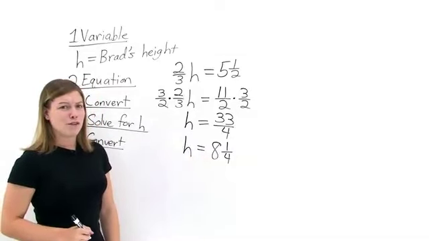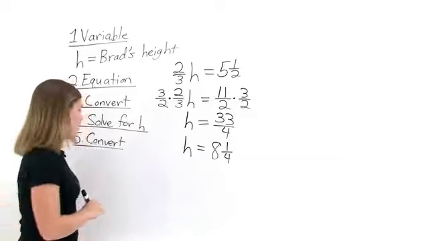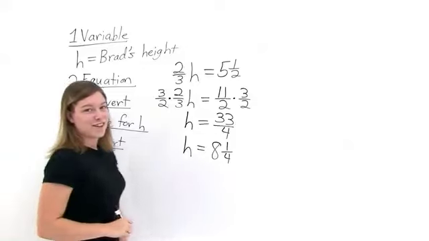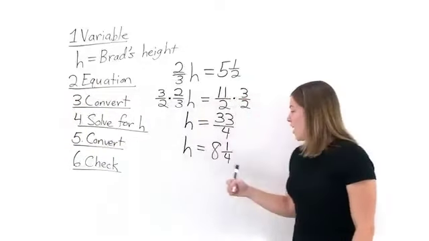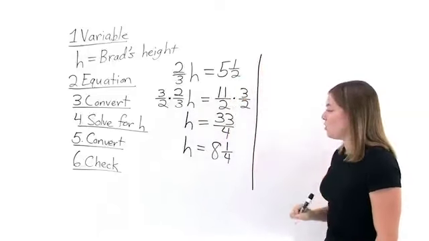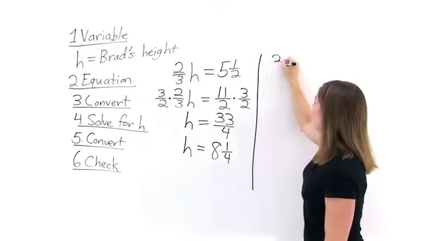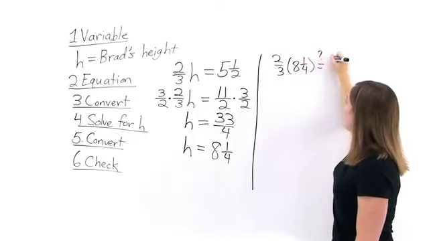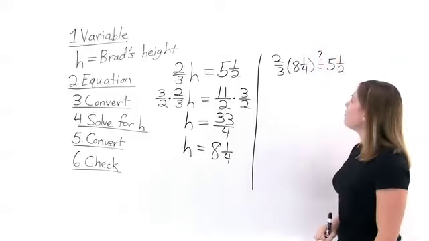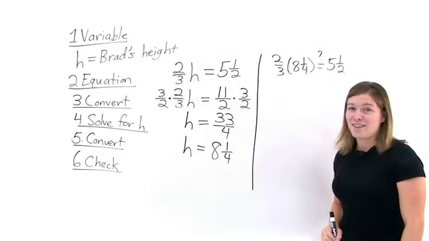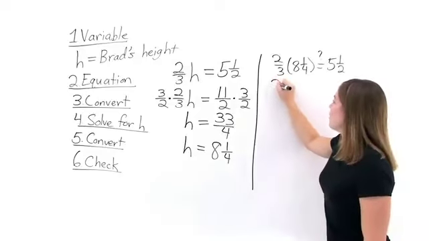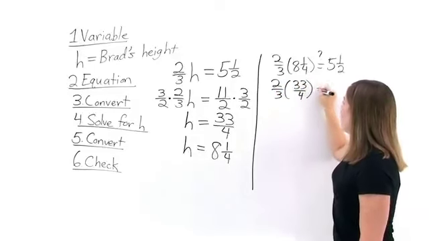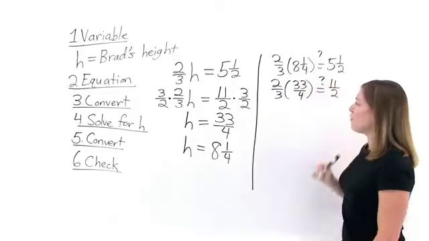But since we did so much converting back and forth between improper and mixed fractions, let's make sure that everything is correct. So let's check our answer. To do this, we'll take our answer of 8 1/4 and plug it back into our original equation. Then see if it makes a true statement. So we'll have 2/3 times 8 1/4, and we want to know if that's equal to 5.5. Well, we have mixed fractions again, so let's convert them to improper fractions. We'll have 2/3 times 33/4, and we want to know if that's equal to 11/2.